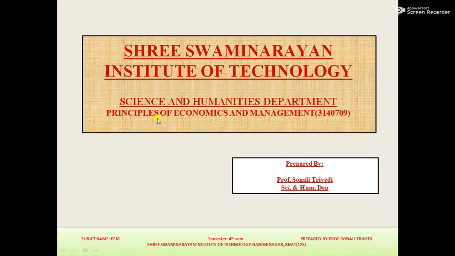Hello everyone. Jasmine, Principles of Economics and Management. The subject code is 3140709 in 4th semester. We can say here it is the abbreviation PEM, an abbreviation of Principles of Economics and Management. So let's start.